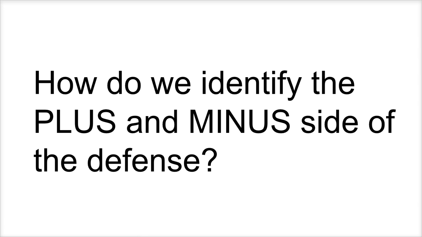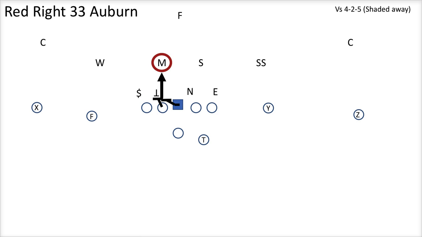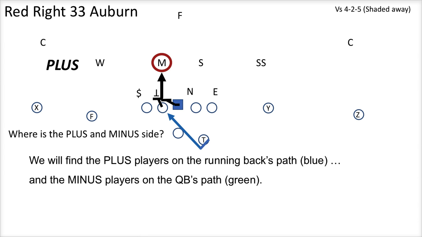So how do we identify the plus and minus side of the defense? On this same play, we've identified where the anchor is. Where is the plus and minus side? We will find the plus players on the running back's path, and that's going to be in blue, the plus side. And the minus players on the quarterback's path, the green side.